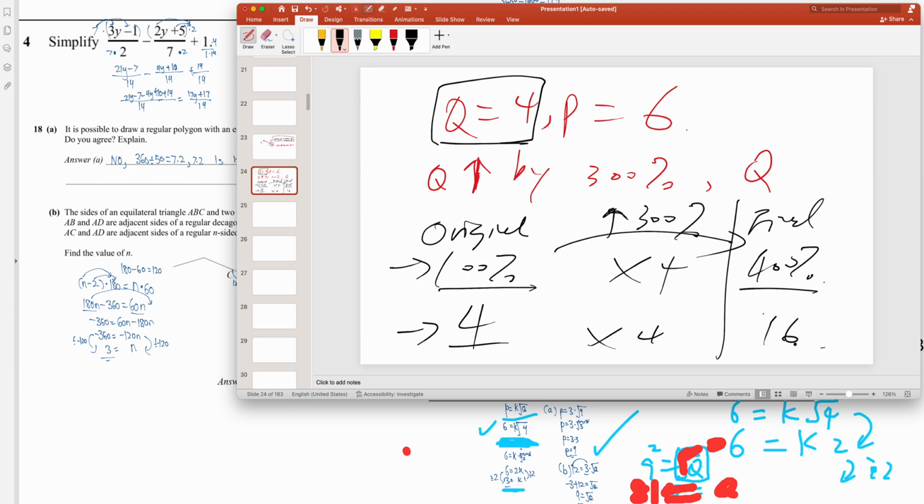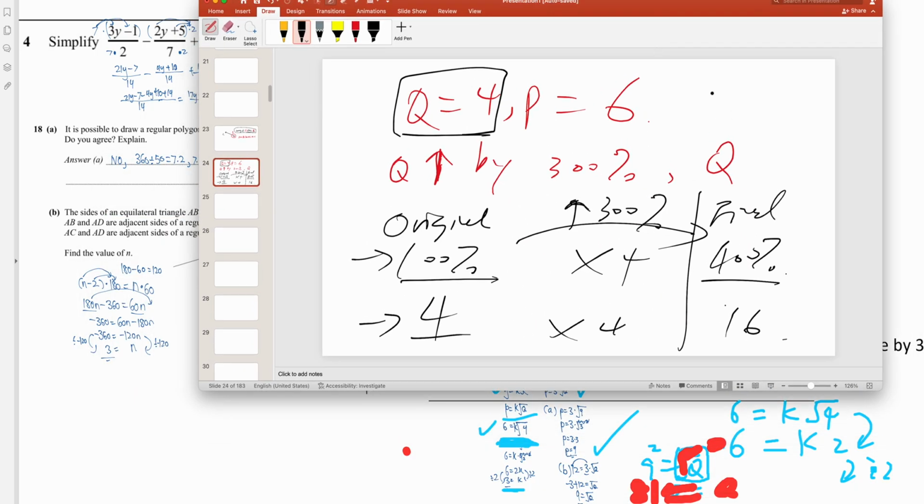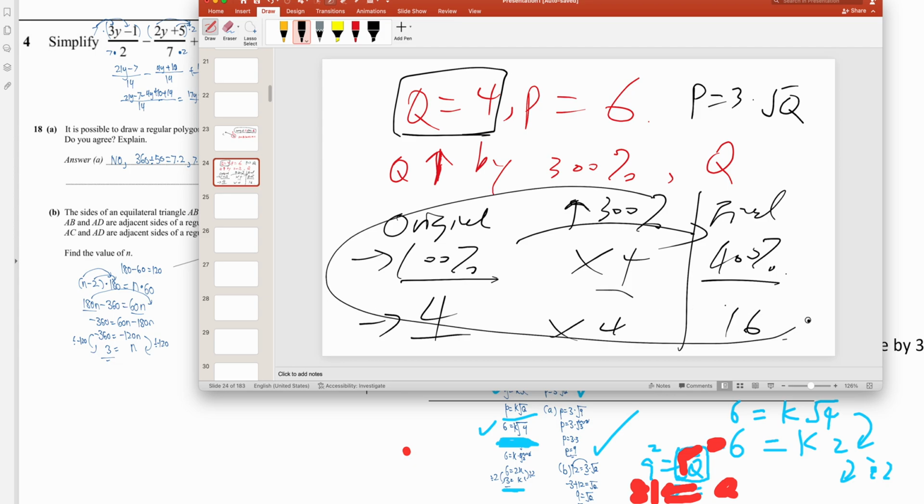So now you put 16 into the formula. So what's the formula? P equals to 3 times square root Q, right? So now Q is 16 because of this percentage change. Okay, so Q is 16. So put 16 now. They ask what is P. Can I ask you, do you need to square? No. Why not? Because you can use the calculator. Good.